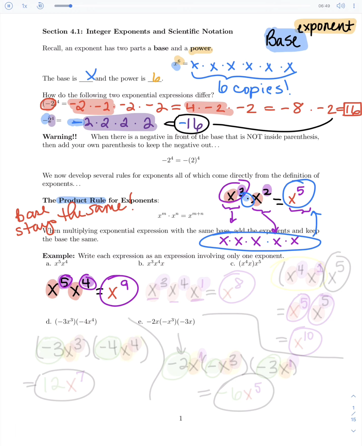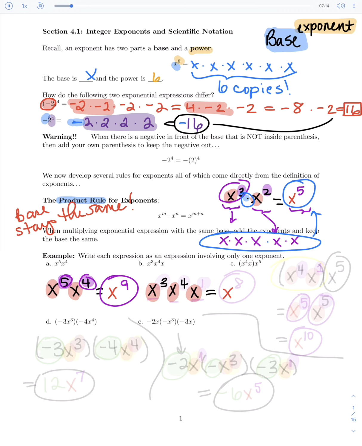Let's try another one. Let's look at B. In B, we have x to the 3rd times x to the 4th times x. Again, it doesn't matter that there are 3 terms here. It's just that they all have a base of x. So an x times an x times an x means we're still going to have x's. Remember, the base will stay the same. It will stay as an x.